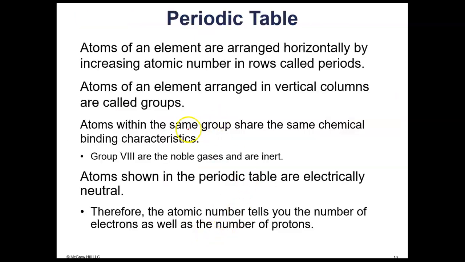Okay, now on the periodic table, there's a little bit of information here. I'm not going to highlight any of this because you probably won't have these questions on your test. But basically the columns are called groups and the rows are called periods. The columns are called groups, and atoms within the same group have similar chemical properties.